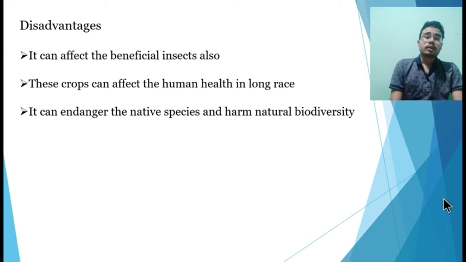The transgenic or genetically modified crops may endanger the native species, because we all know that native species play a very important role in maintaining the natural biodiversity of a locality. If we introduce transgenic plants in a large amount, they may hamper the natural biodiversity of a location.